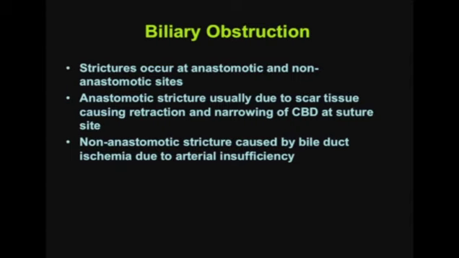And here we see the leak at the site of the T-tube insertion. Strictures can also occur at the anastomosis or maybe non-anastomotic. The anastomotic strictures are usually due to scar tissue, and they may cause retraction and narrowing of the common bile duct at the suture site. Non-anastomotic strictures are caused by bile duct ischemia secondary to arterial insufficiency. So again, another complication of arterial thrombosis.